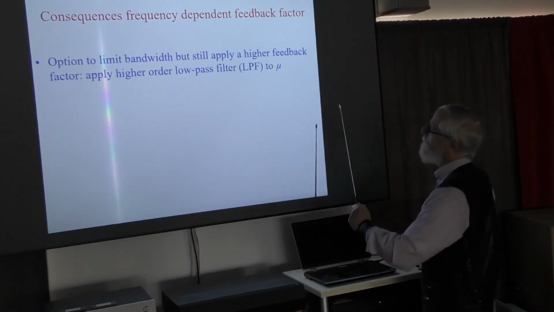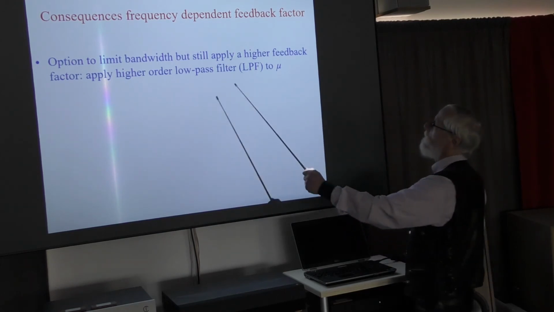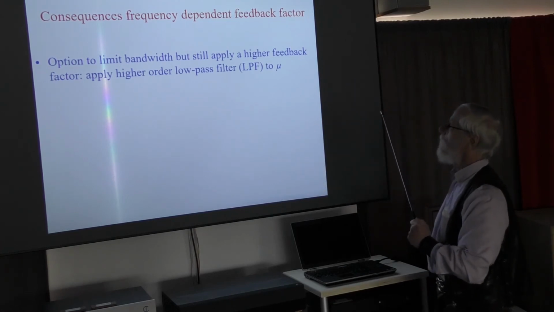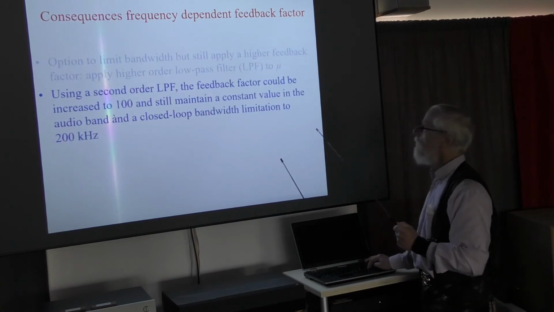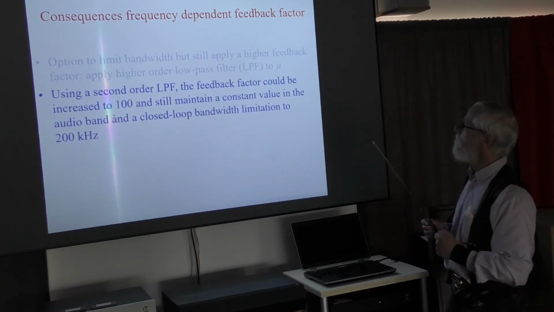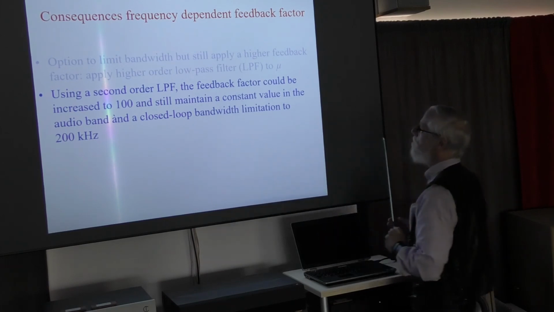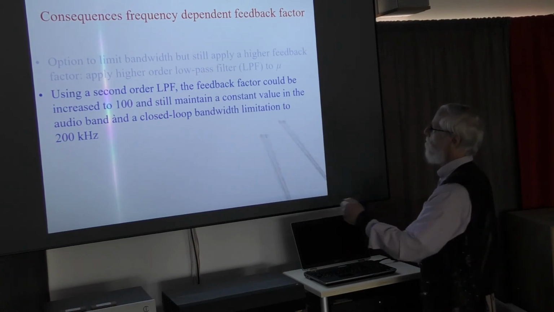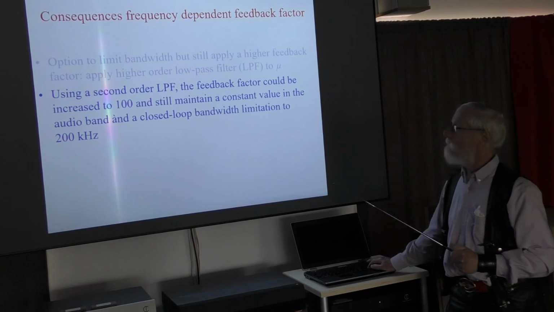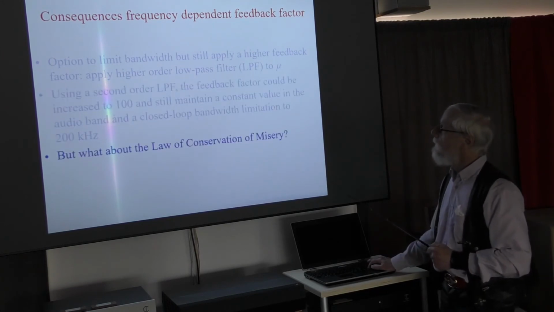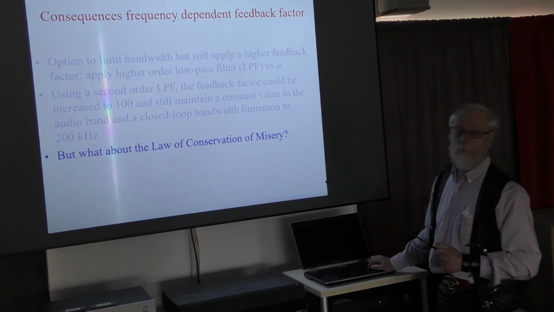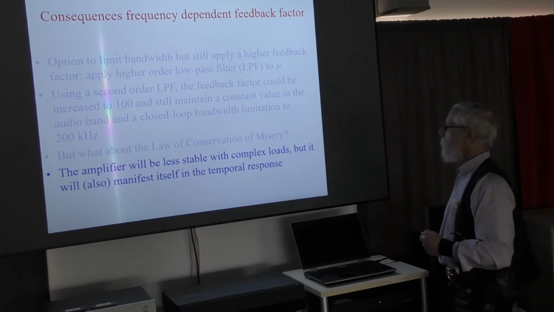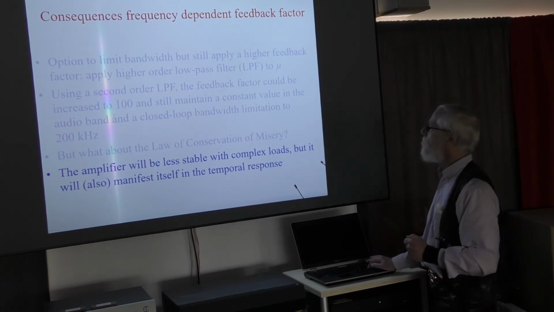So, some people say, very clever, well, I can apply a higher feedback factor, so apply a higher order low pass filter to mu. And using a second order low pass filter, the feedback factor could be increased to 100 and it could still maintain a constant feedback value in the audio band and the closed loop bandwidth of 200 kHz. So that's trying to save everybody. But what about the law of conservation of misery? Well, the amplifier will be less stable with complex loads, but it will also manifest itself in a temporal response.